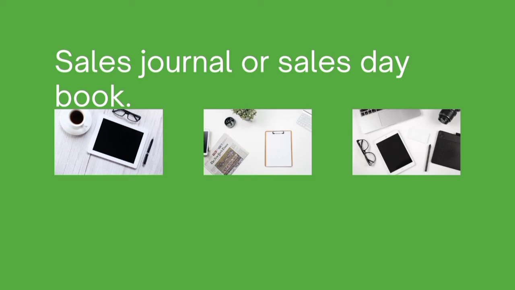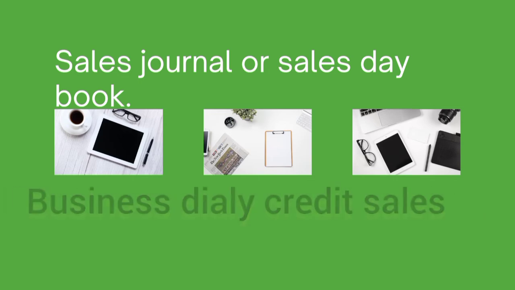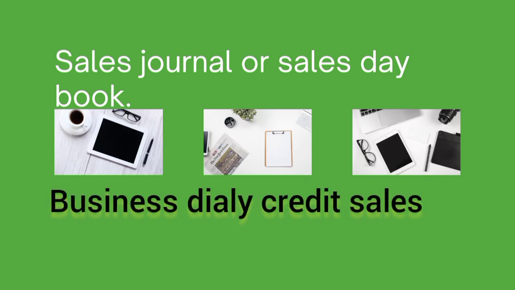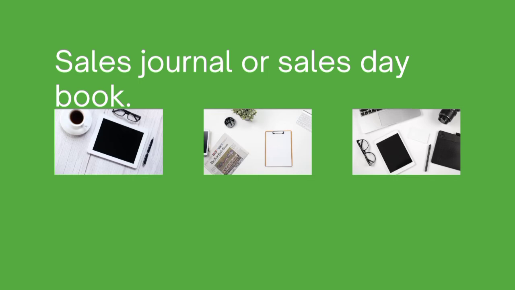It has a lot of journals embedded in these special journals. I'll be taking them one after the other. Okay, now it begins with sales journal or sales day book. This is also known as day book. It is used for recording the business's daily credit sales. All right, this is under the special journal. This is different from general journal or journal proper.